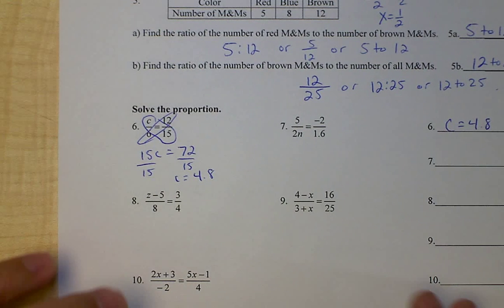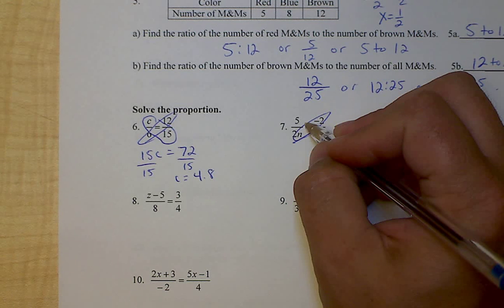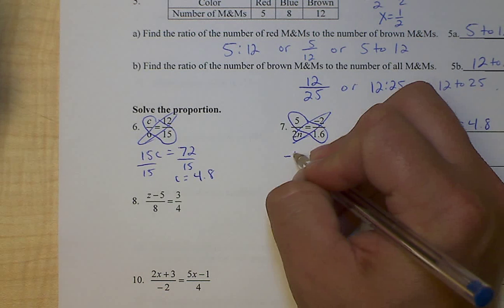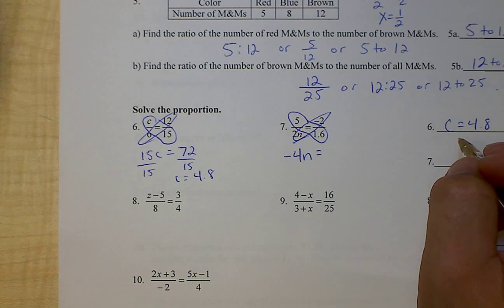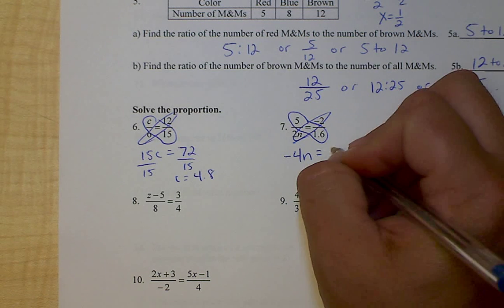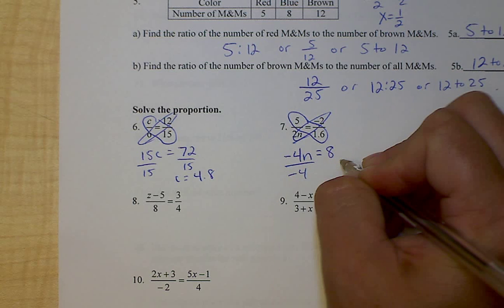Okay, 7, I'm going to do the same thing and cross multiply. So I get negative 4n equals 5 times 1.6, which equals 8. And I divide each side by negative 4.